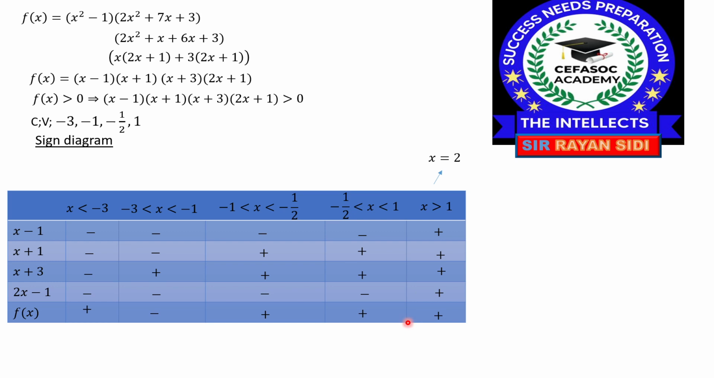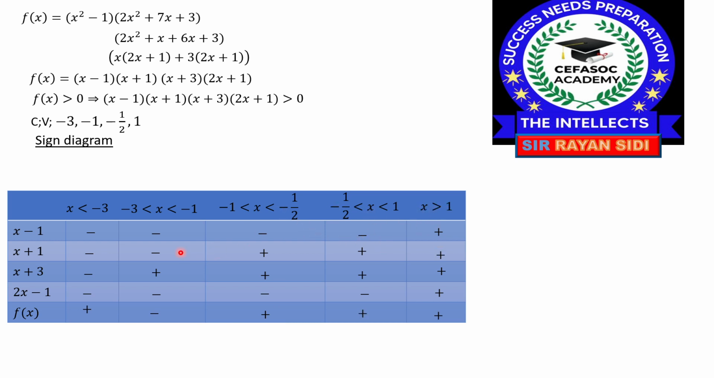Now, we were asked to find the set of values of x for which f of x is greater than 0. It means that we take the intervals that are positive. If f of x was less than 0, we were supposed to take the intervals that are negative. Okay, we have f of x greater than 0, so we take the intervals that are positive. We have this interval that is positive, this interval, this interval, and this interval that are positive.